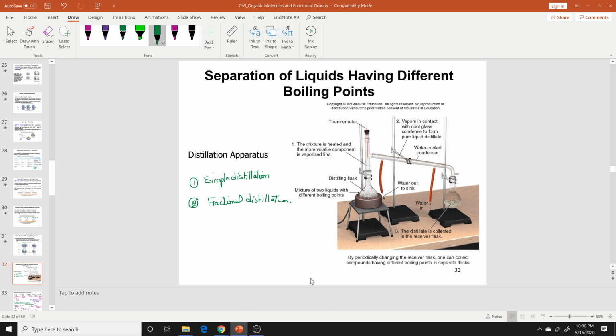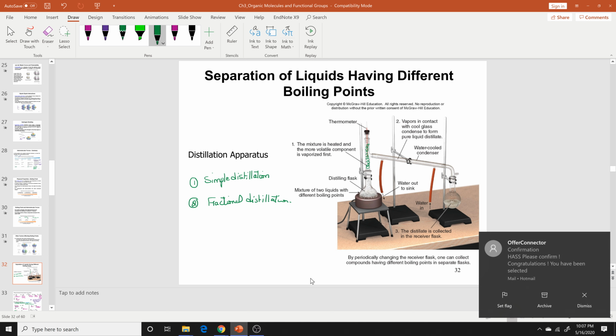The difference is that normally this condenser is not connected to the water. With the fractional distillation, normally we stuff this with a large surface area material, like for example copper. So we stuff it with a copper wire, something like this, in order to increase the surface area of the column.